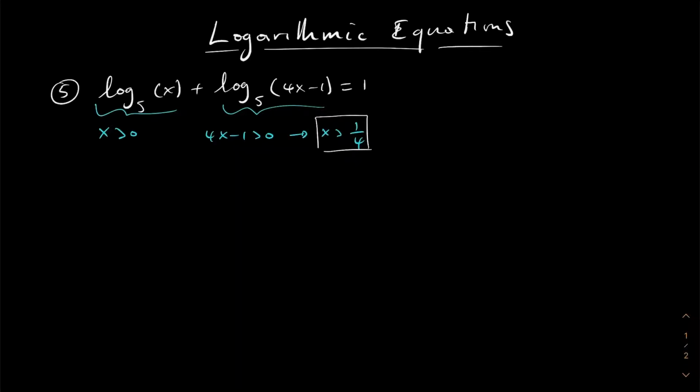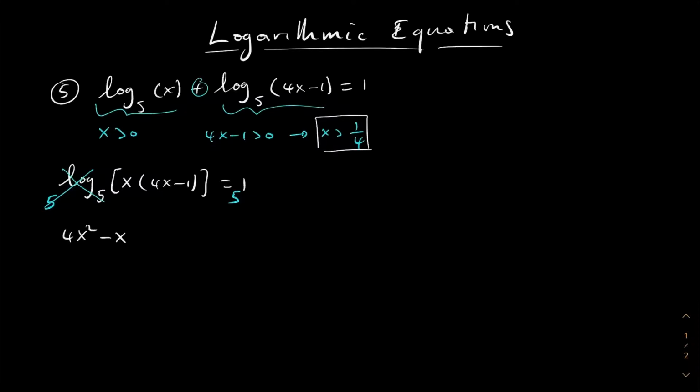Since I have 2 logs here, again, I'm going to have to use the properties that we learned in Note 47 to merge these 2 logs into 1 log so I can exponentiate both sides. And so since here I have an addition, that's going to be the product property. And so I'm going to write this as log base 5 of x multiplied by (4x minus 1) altogether equals 1. And so now that I have only 1 log present, I can exponentiate both sides by 5. And so 5 and log base 5 here are going to cancel. So I'm going to have on this side, if I multiply x by (4x minus 1), it's going to give me 4x squared minus x.